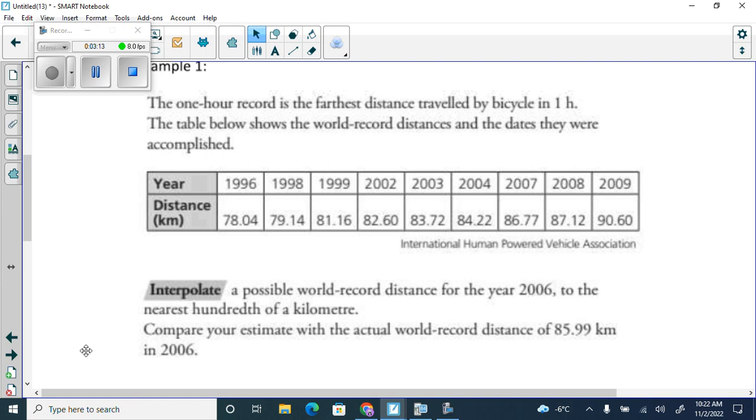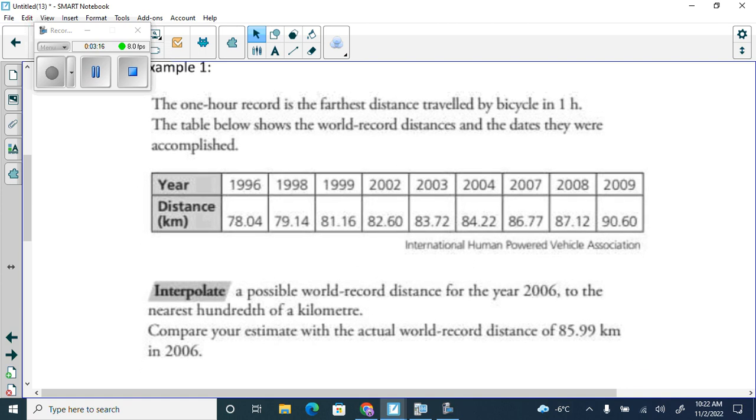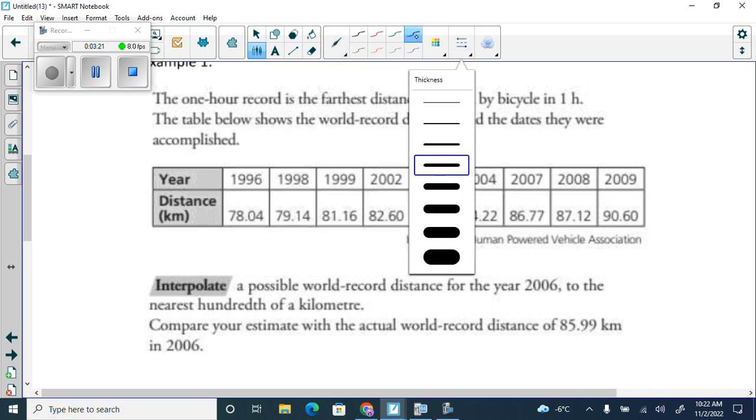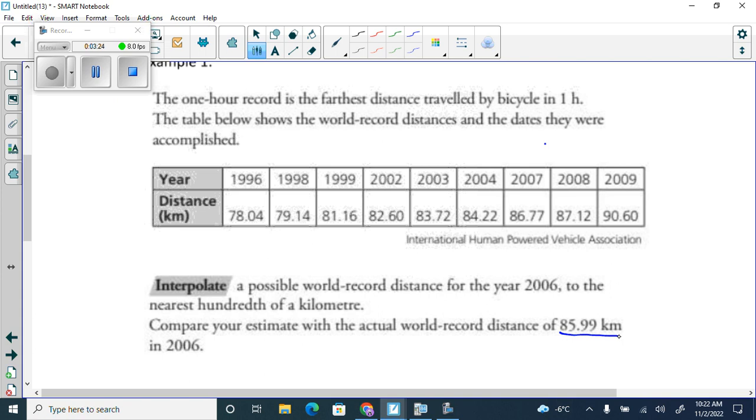So the actual world record in 2006 was this. We need to find out in 2006 what the world record would be using our line of best fit that we have, correct? So we have to decide, did they give us an X or did they give us a Y? That is what we need to decide. If they gave me 2006, I know I put the years into list 1, so it's X. I put the distances into list 2, so it's Y. So did they give me X or did they give me Y?